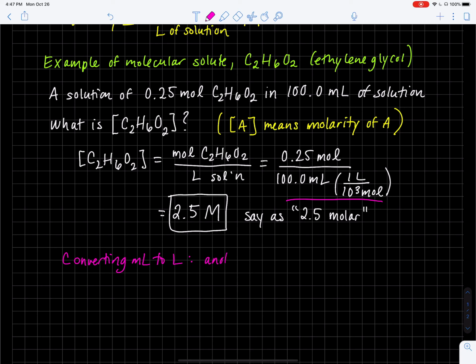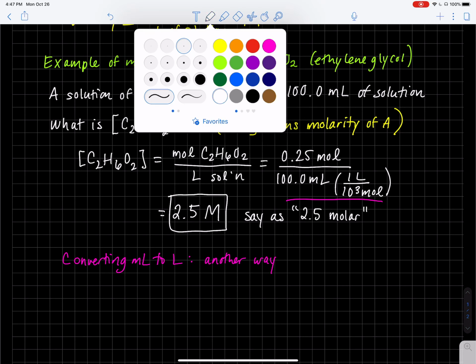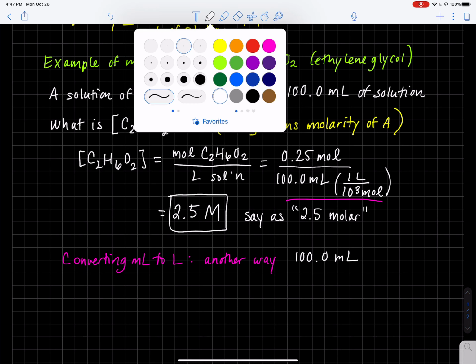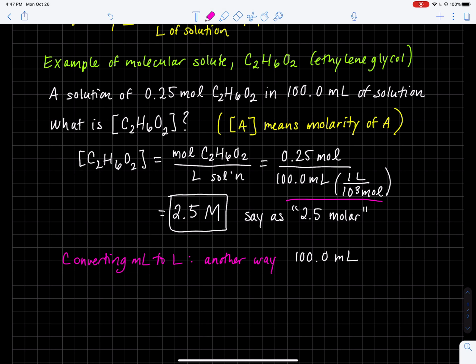Another way is to take a number like 100.0 milliliters. Because milliliters are 10 to the minus third liters, I have to move the decimal point 3 places to the left to make liters. So it becomes that in liters. This is the way I normally do it. I'm going to do that in the rest of this video, but you should do it whatever way makes sense to you.